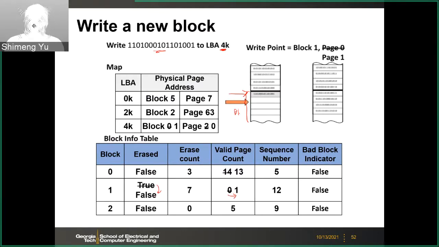This is block 1. And then the old data where the 4K used to be stored is in block 0, so you have to reduce the valid page count in block 0 by 1. So 4 becomes 3. So you continuously write the data from logical 2K to 4K. Now it's physically located in block 1, page 0.